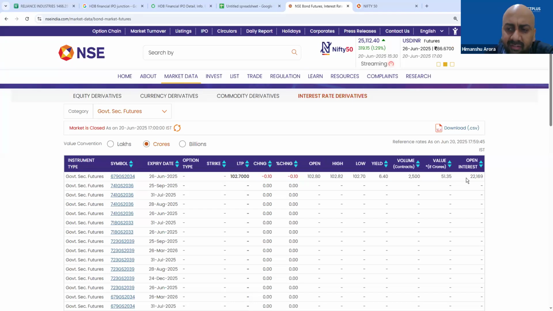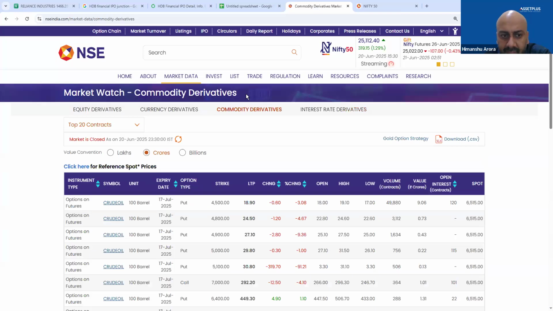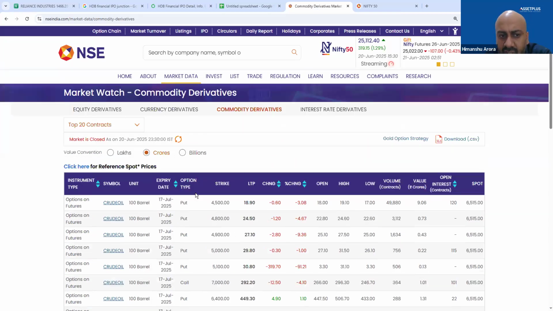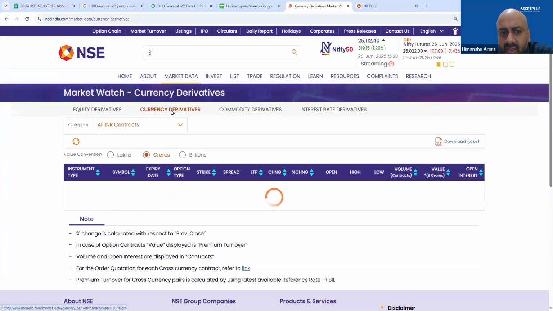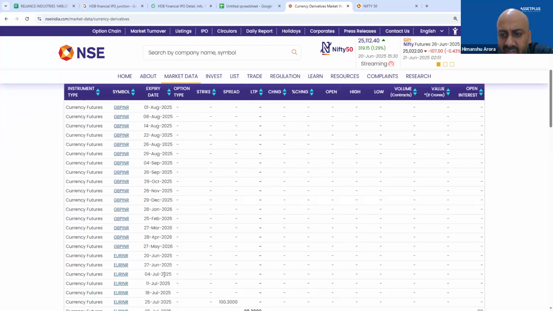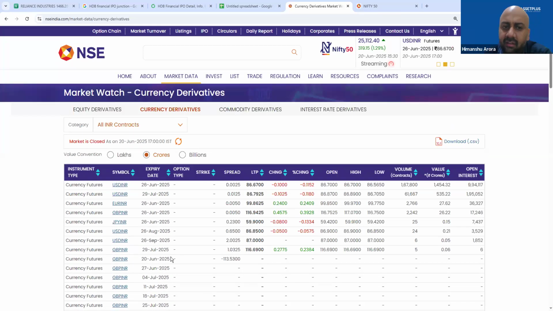Having said this, not a very important topic for us from a practical standpoint, but from a theoretical standpoint, you should know that these kinds of products are available in India. Commodity derivatives, crude oil derivatives, gold derivatives, silver derivatives, natural gas, currency derivatives: USD INR, Euro INR, GBP INR, JPY INR, total 7 currency pairs, which we are going to discuss later. These products are available in the market.